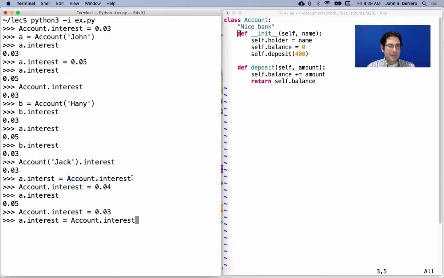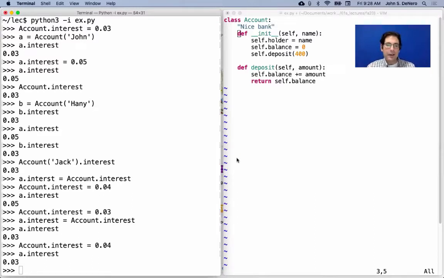Okay, so if the class interest is at 0.3, and A is at 0.3, but then we change the class interest to 0.4, A's interest is still 0.3. It's still out of sync. Can you somehow say, I don't want A to have its own special instance-level interest rate? I want it to just be like all the other accounts.